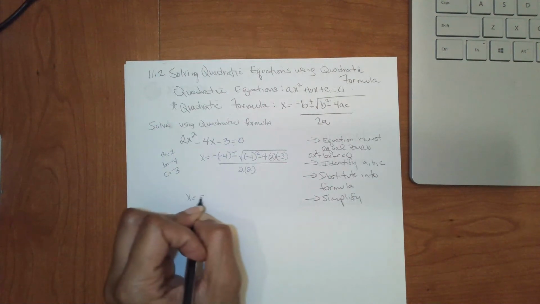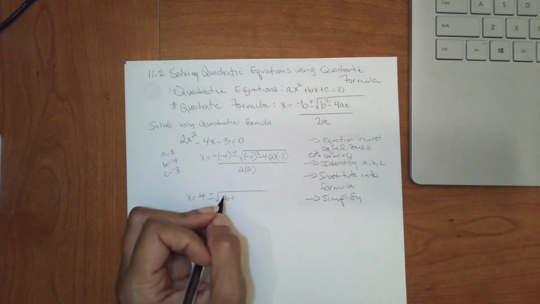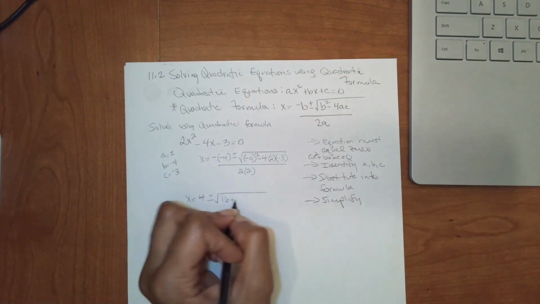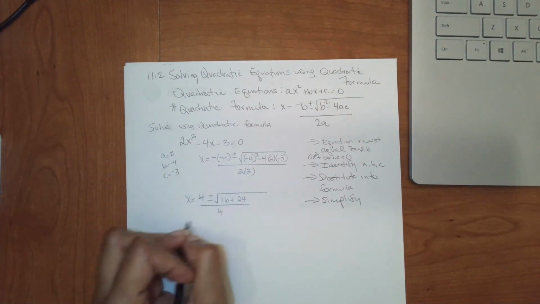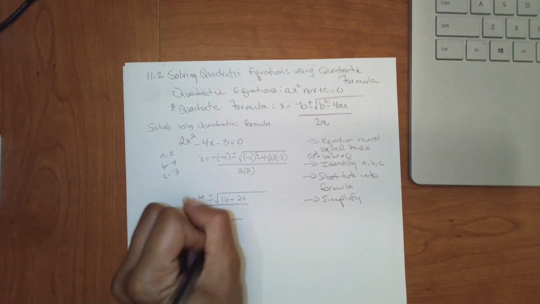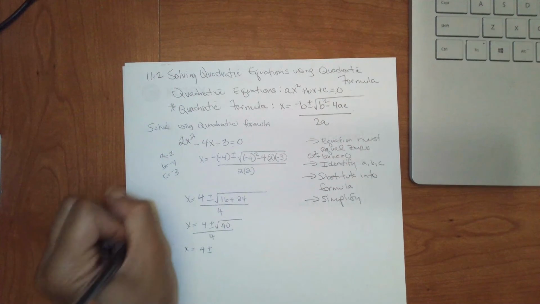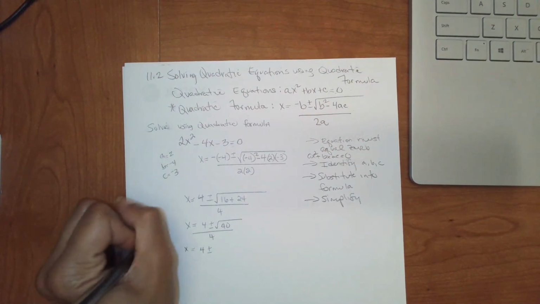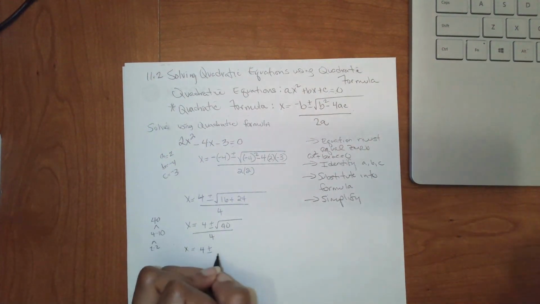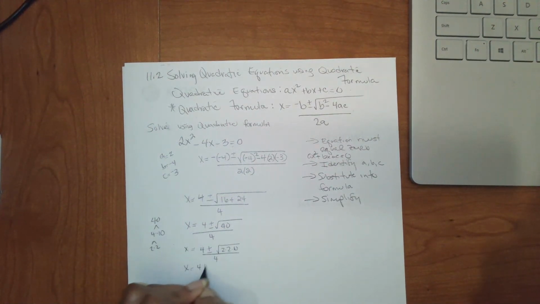Then we just simplify. So 4 times 2 times 3 gives us a plus 24, over 4. Then you go through and simplify, so we get the square root of 40 over 4. You break down your 40. You've got to simplify. So we get 2 times 2 times 10, so 2 square root of 10 over 4.